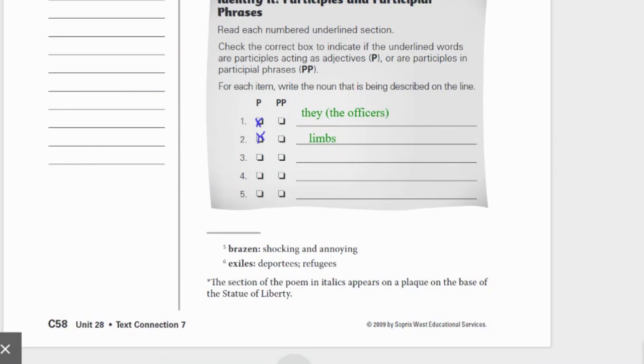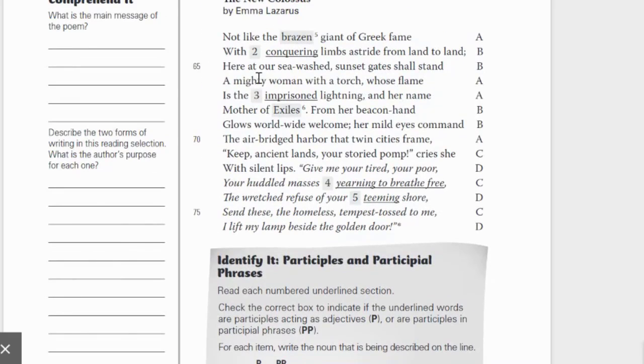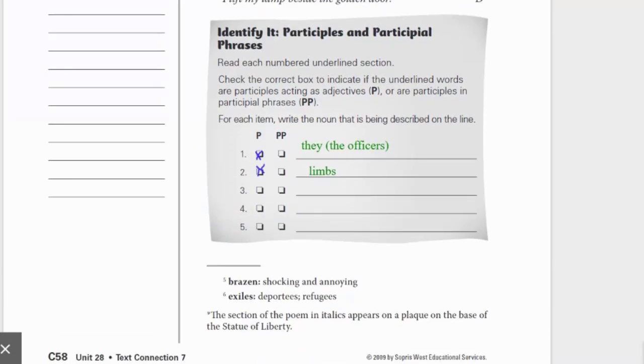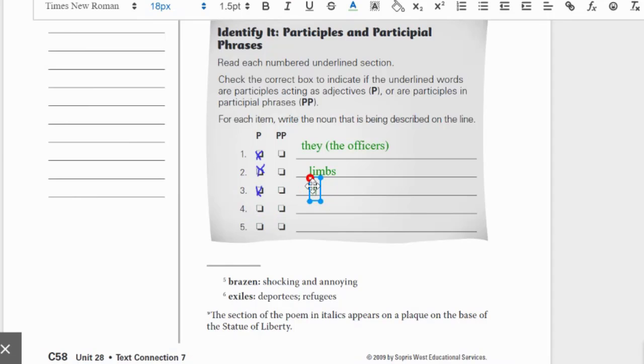Okay, number 3. Let's go up here. Is the imprisoned lightning and her name Mother of Exiles? Imprisoned lightning. Imprisoned is the participle, and it's describing the word lightning. So it's acting as an adjective. Let's put an X there, and we will write lightning.